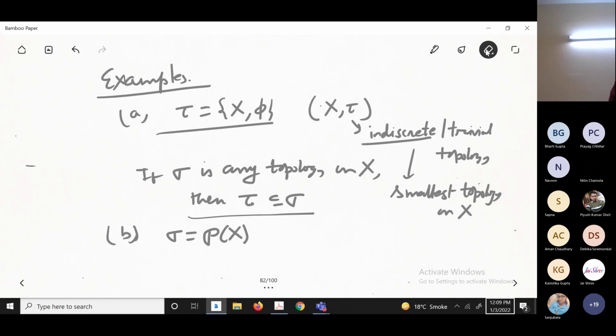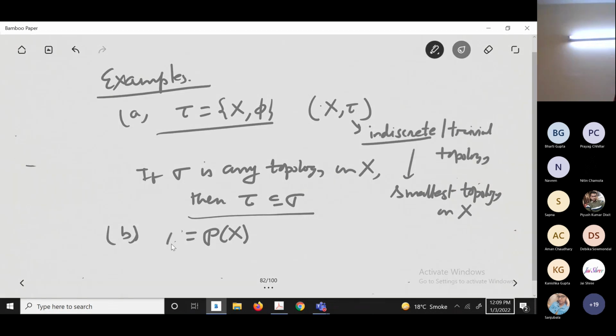Don't write sigma, take tau here. If you take tau equal to this, then it is a topology. Trivially, nothing to prove actually. Then any topology, if sigma is any topology, then sigma will be contained in tau.